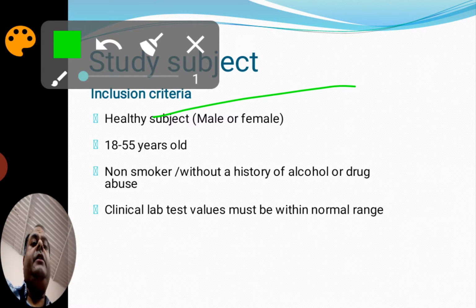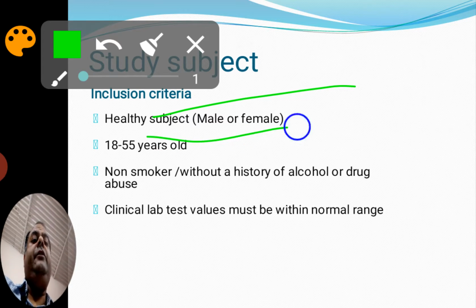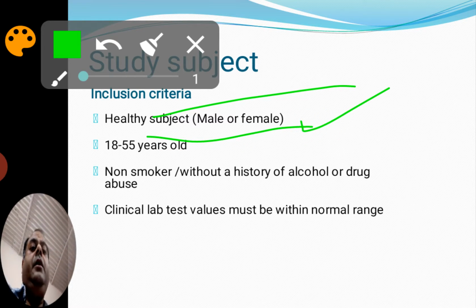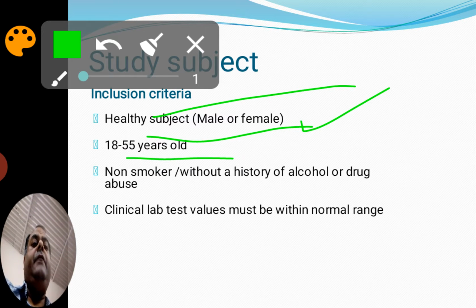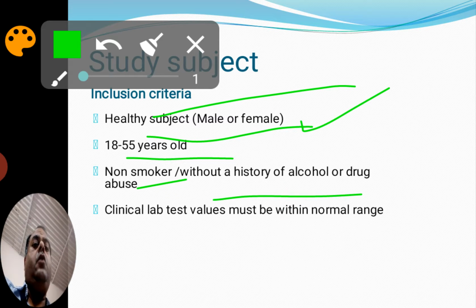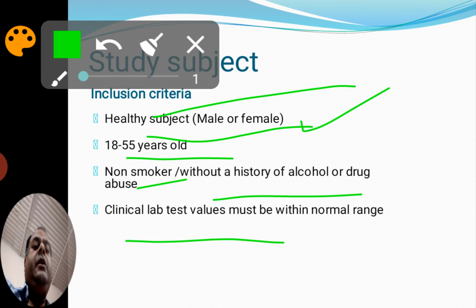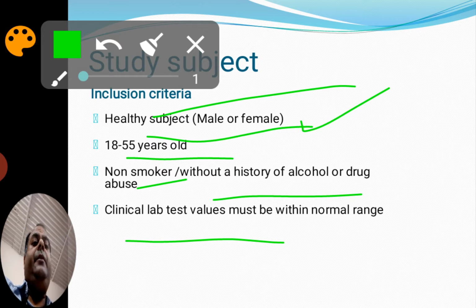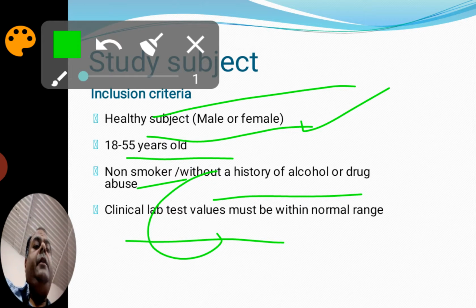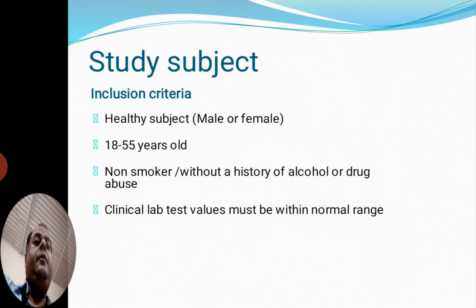The subject should be a healthy subject, male or female. The age should be between 18 to 55 years. Non-smoker without a history of alcohol or drug abuse, and the clinical lab test values must be within normal range. Under clinical lab tests, it may be the kidney function test, liver function test, or cholesterol, and so many other parameters. All the parameters must be within normal range.